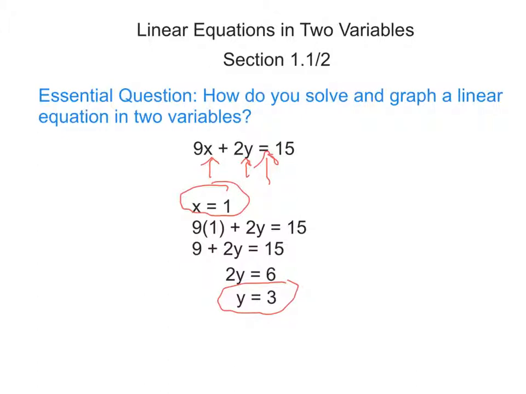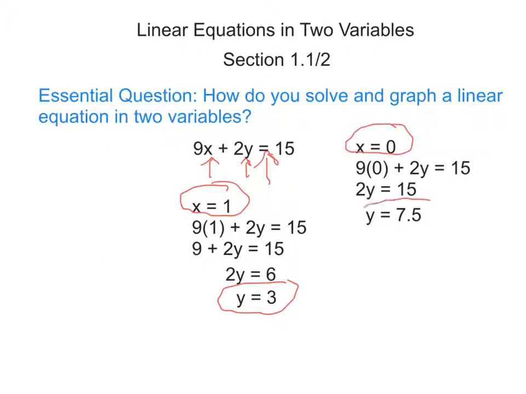So, is that the only solution for this? Well, let's see if x could equal 0. If x equals 0, we get 9 times 0 plus 2 times y equals 15, or 2y equals 15. Or y would therefore come out equaling 15 halves. And I could obviously write that as y equals 7.5. So I've got another possible solution: when x is equal to 0, y would equal 7.5.